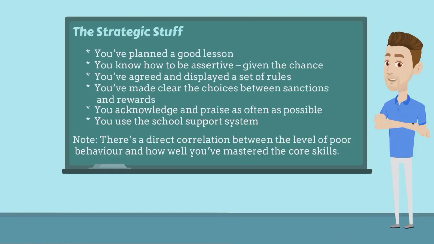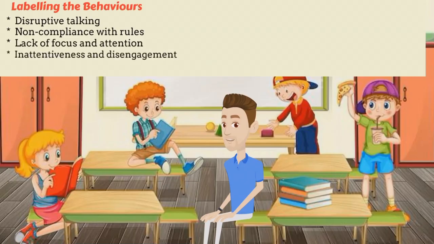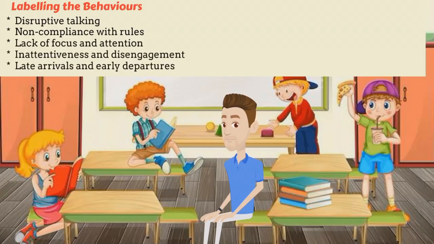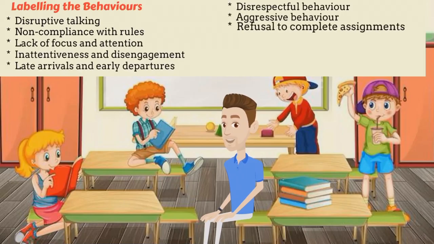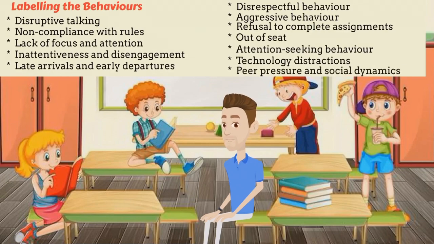Note here, there's a direct correlation between the level of poor behaviour and how well you've mastered the core skills. First, you need to be able to label in your head what is happening as behaviour occurs and deteriorates in the classroom. Being able to recognise different types of behaviour helps you to link it to an appropriate response. Disruptive talking, non-compliance, lack of focus, inattention, disengagement, late arrival, disrespect, aggression, refusal, out of seat, attention seeking, using phones, peer conflict, social dynamics are all possible labels you could use.